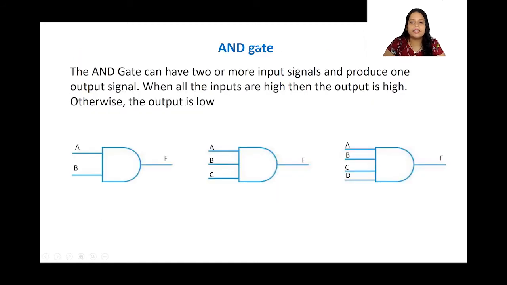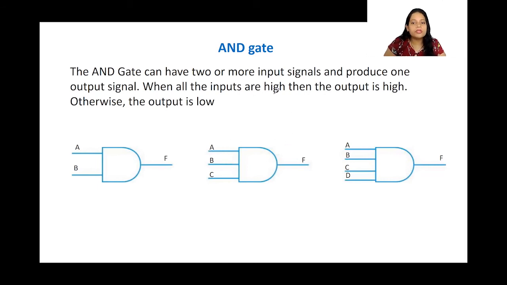Next, AND gate. So what is this AND gate? The AND gate can have 2 or more inputs. Even in the case of AND gate, we have to have 2 inputs and more. We can have more, but only the NOT gate is the one where we can have only one input. Okay. Now it produces one output signal. Okay, irrespective of how much ever input you are giving, it is going to produce only one output.